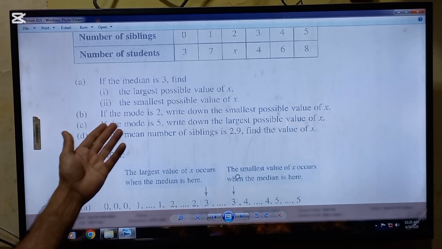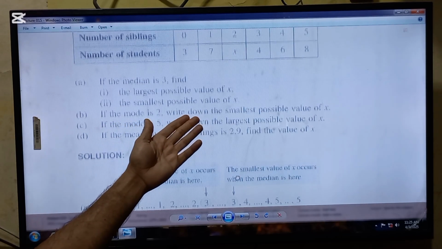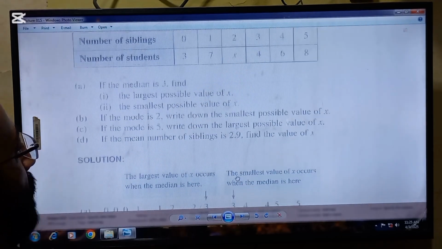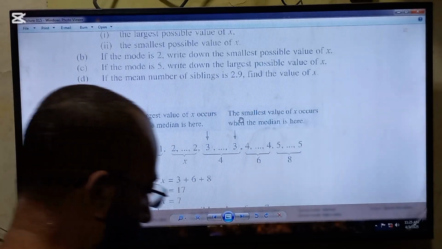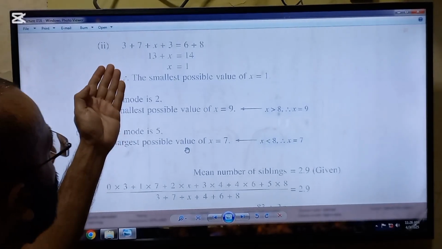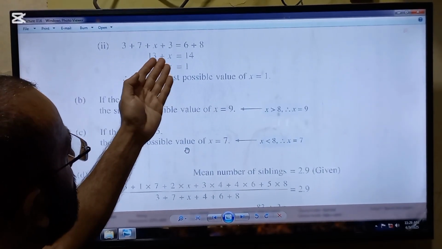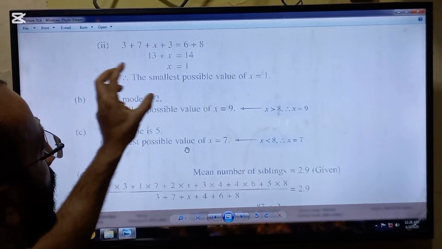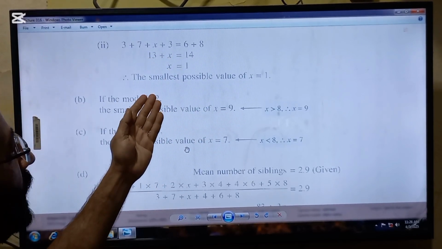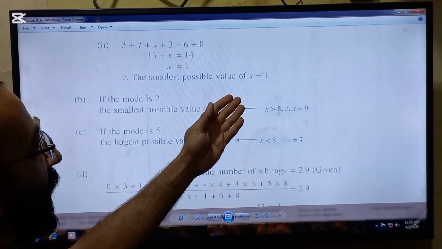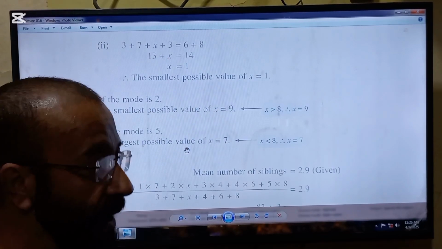The next requirement is to find the smallest possible value of x if the median is 3. The method will be 3 plus 7 plus x plus 3 is equal to 6 plus 8, and from here you will get the smallest possible value of x if the median is 3.